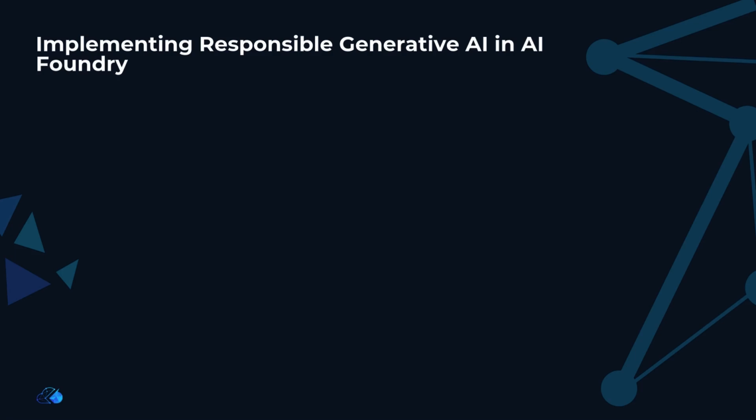As AI continues to shape our world, ensuring its responsible use is more important than ever. Microsoft has developed a practical, actionable framework to guide developers in building AI solutions with responsibility at their core. This four-stage process helps identify, measure, mitigate, and operate AI systems while minimizing risk and maximizing positive impact. So let's explore these four critical stages in detail.